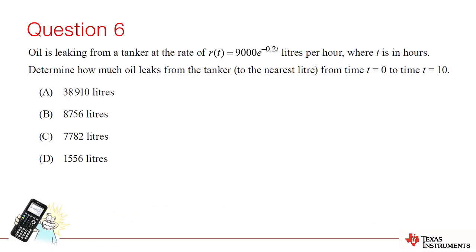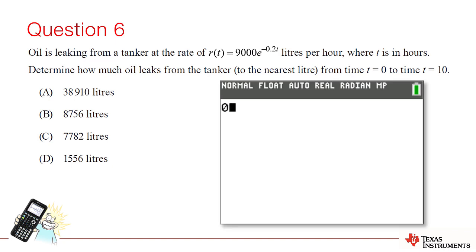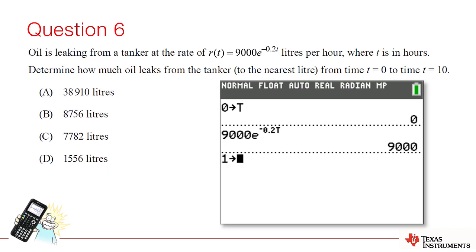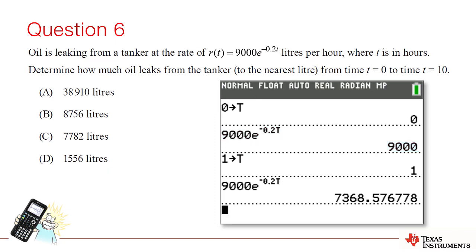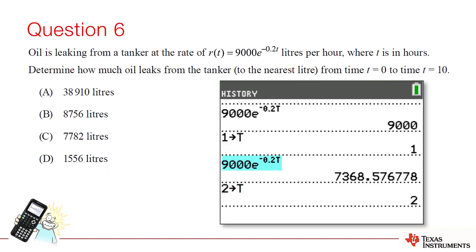Question 6. This question talks about the rate at which oil is leaking from a tanker. We are provided with an equation for this rate. In the first moment, oil is leaking at a rate of 9,000 litres per hour. So what does this look like after 1 hour? We get 7,368 litres per hour. That is still a substantial leak.